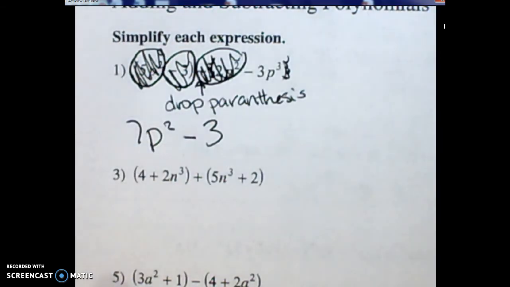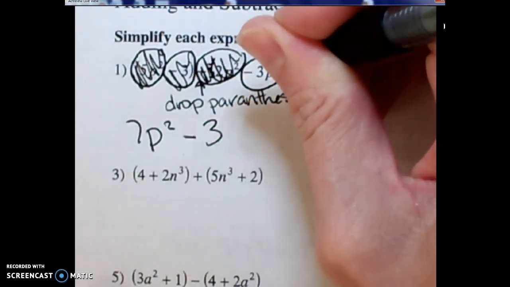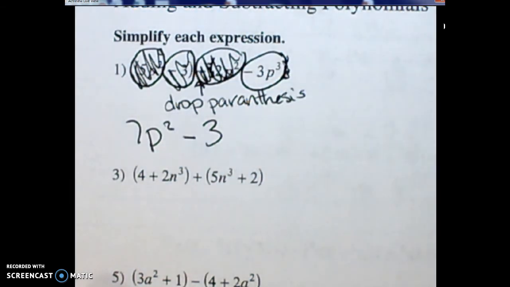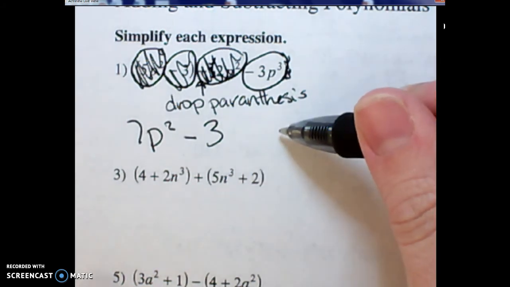Then I go on. The last thing that's in my problem here is this minus 3p to the 3rd power. Obviously, I've scratched through everything, so is there anything for it to combine with? No. So I could go down and I could tack this onto the end, minus 3p to the 3rd power.